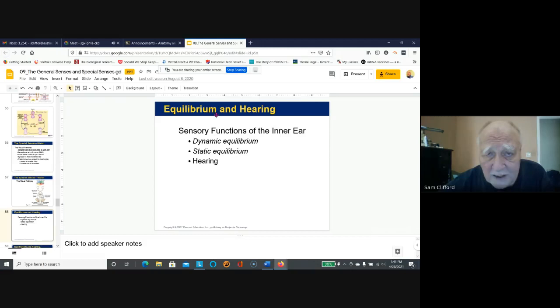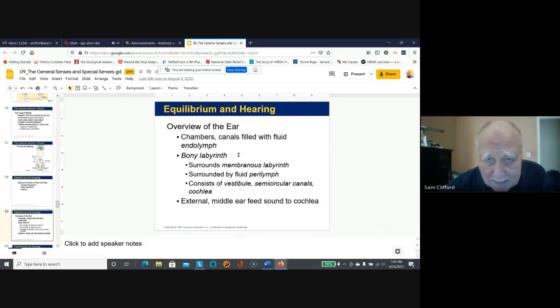So all of these functions of equilibrium, that's part of this hearing and equilibrium system. So we want to be aware of, as we're moving, the position of the skull and so on, and our hearing.